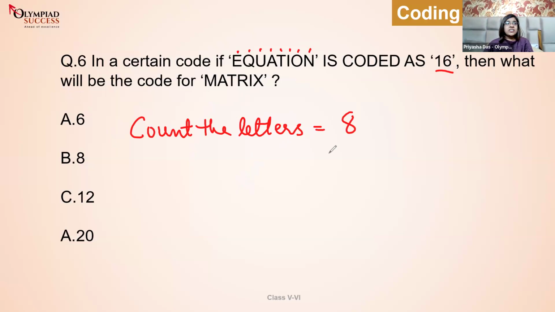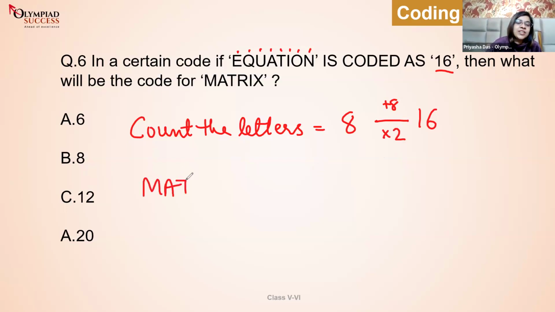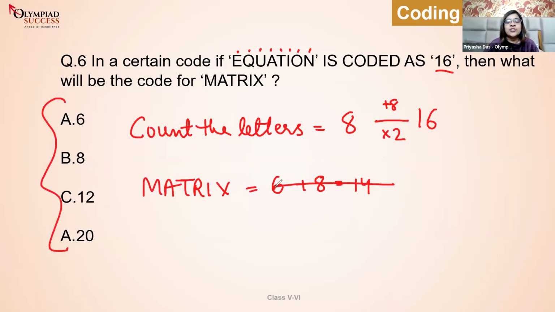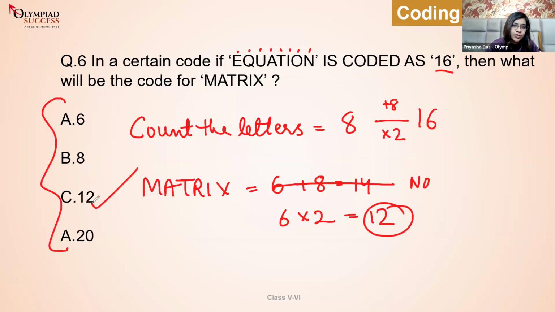But the letters are just 8. How is 8 related to 16? What if I say plus 8? There are two logics, plus 8 and into 2. Now let's check the other one. For matrix, we know we have 6 letters. So since we have 6 letters, if I do a plus 8, I would get 14, which is not in the options. So this logic is wrong. And if I do a into 2, like the second logic, I get 12, which is in the options. So that makes it the correct answer, everyone.